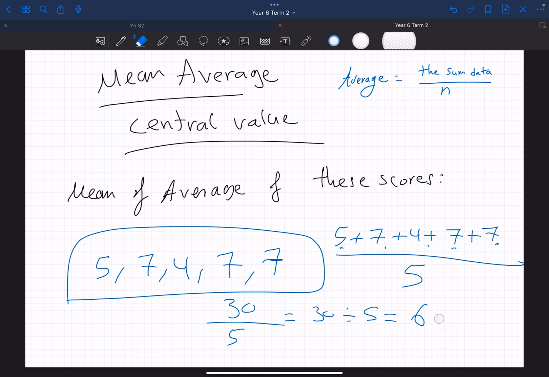So the mean average of this data is 6. So what we're gonna do, we're gonna add the numbers in the scores given, and divide them by how many numbers there are. How many are there? 1, 2, 3, 4, 5. So this is how we calculate the center value, the mean average.